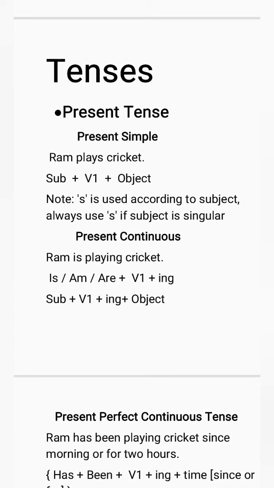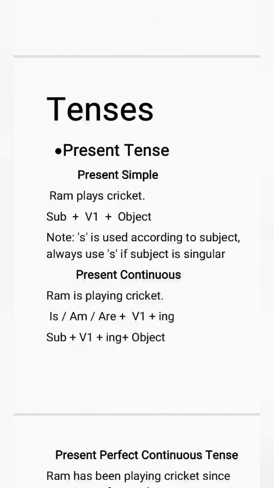Sentence order of present tense is subject plus V1 plus object. What is V1? Base form of verb. That means the first form of the verb. There are three forms of verbs. That is present form, past form, past participle. For example, give, gave, given, write, wrote, written, do, did, done. So here the first form we have to use in present tense.